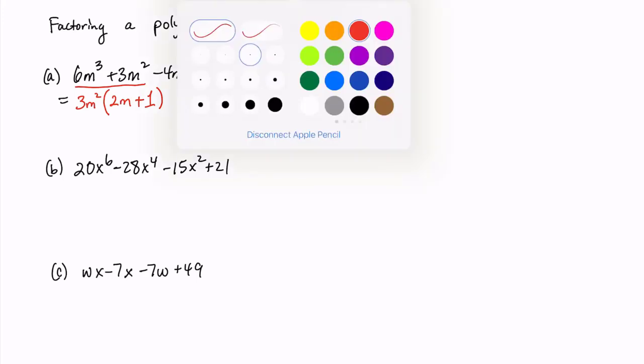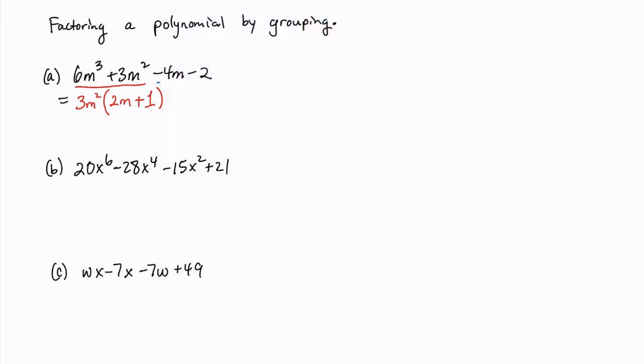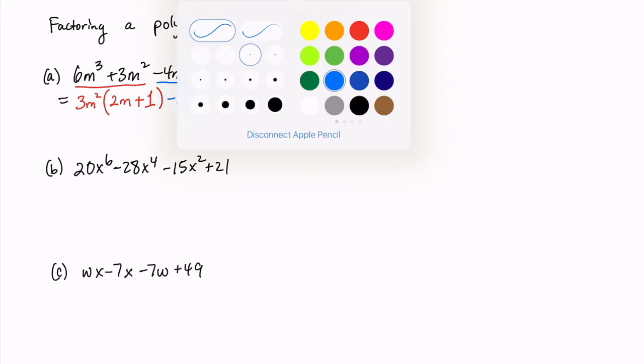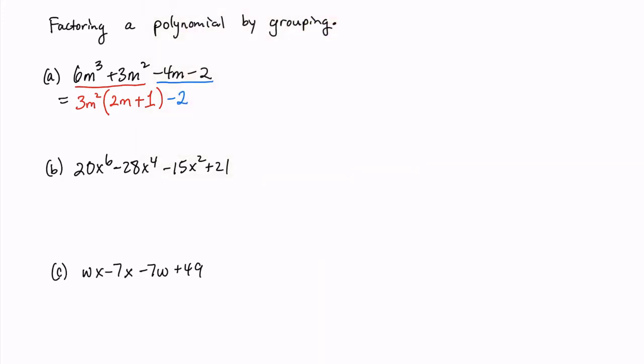Now, we're going to try to group the second two terms. What do these two terms have in common? Negative 4m and a negative 2. Well, they have a negative 2 in common. So let's write subtract 2. And let's see what's left. We're going to have 2m plus 1. And you could always check with the distributive property.